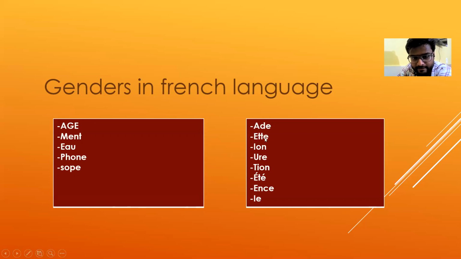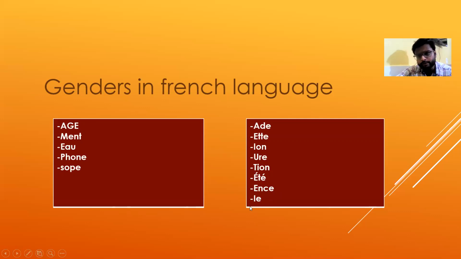Ette, ion, réflexion, your word, Jasdeep. It's ION, la réflexion. Ure, allure. It's feminine. Then comes sion, tion. All right, été, ons. It's I and E.